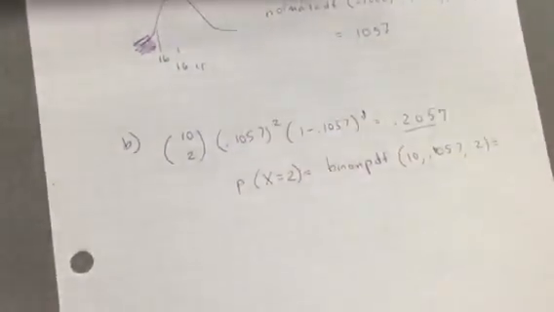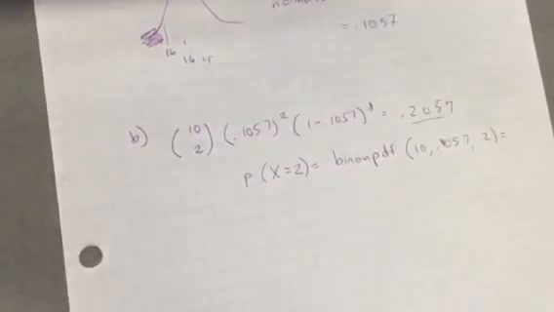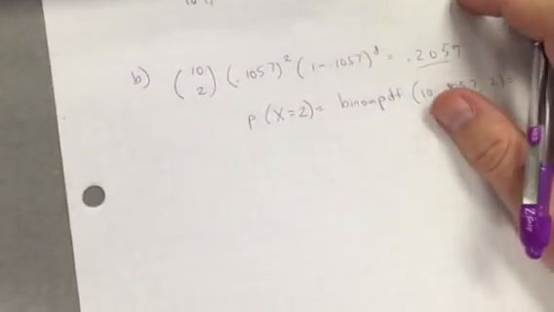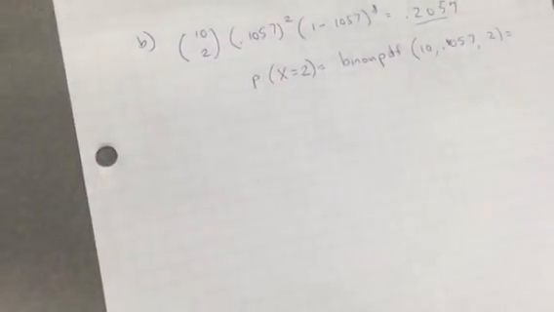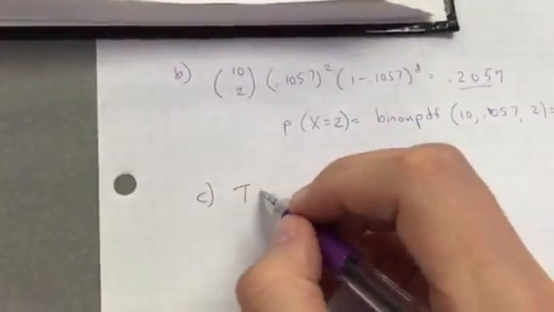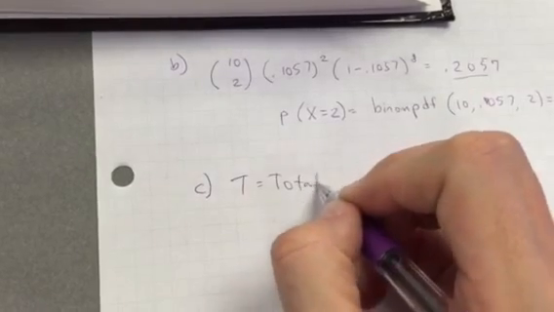3. Buckley Farms ships chips in its boxes that contain 6 bags. The empty boxes have a mean weight of 10 ounces and a standard deviation of 5 ounces. Calculate the mean and standard deviation of the total weight. Part C. Let's call T the total weight.